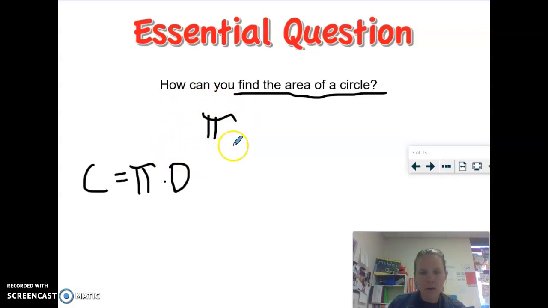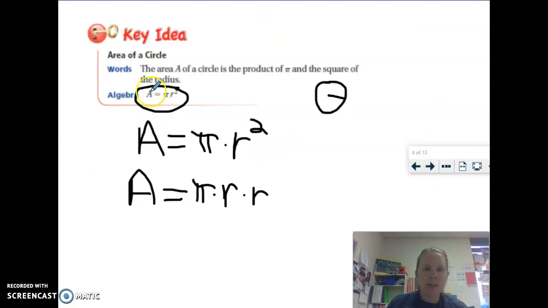We also talked about different measurements on your circle. We've talked about diameter as well as radius. So more than likely within your formula for area, you are also going to see either a diameter or a radius. If you remember from last year, the equation is area equals pi times radius squared. It says the area A of a circle is the product of pi and the square of the radius. So one way you can write it is like this.